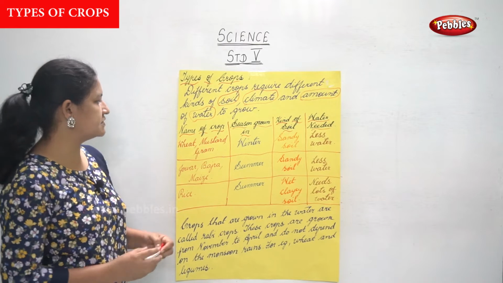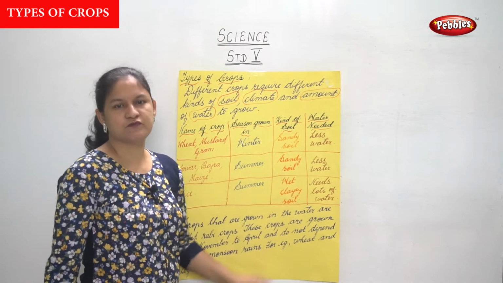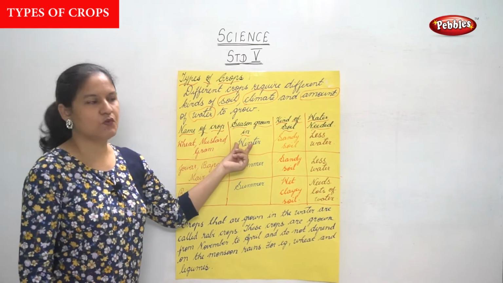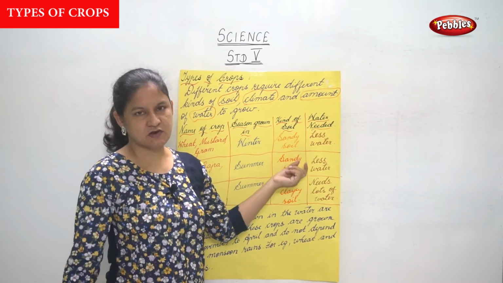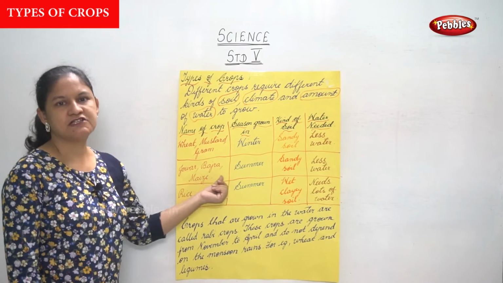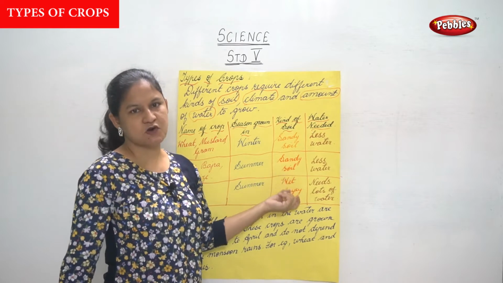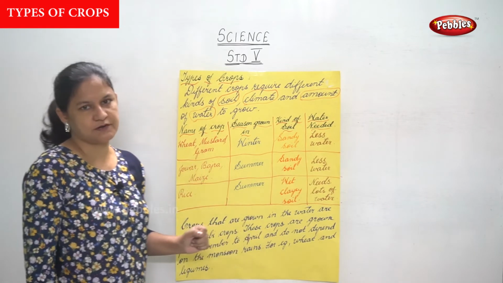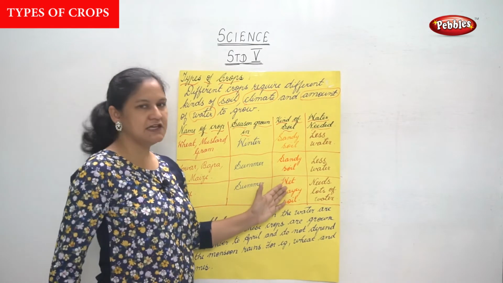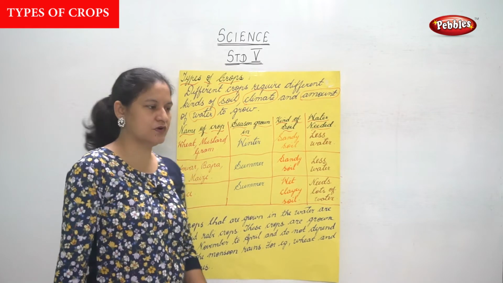So these are the names of the crops, the season that it grows in, the kind of soil it requires and the amount of water needed. The first is wheat, mustard and gram. They grow in the winter season. They require sandy soil and less amount of water. The next is jawar, bajra and maize. They grow in the summer season. They need sandy soil and again less amount of water. Talking about rice, again they grow in the summer season. They need wet clayey soil and they need lots of water to grow.